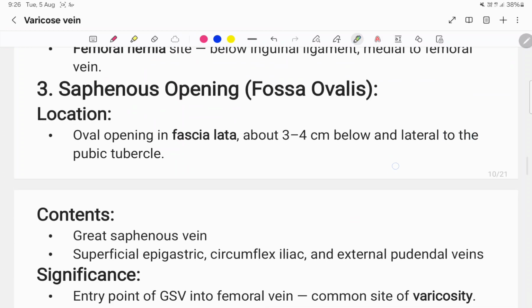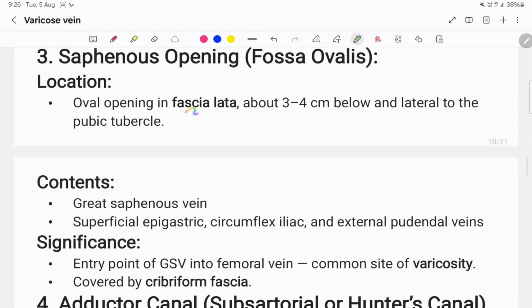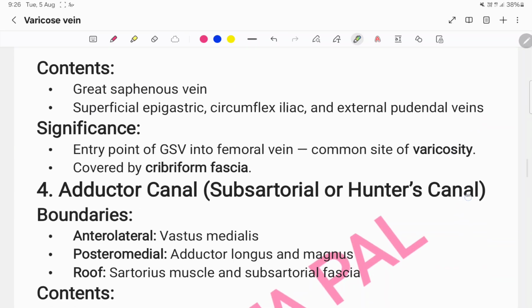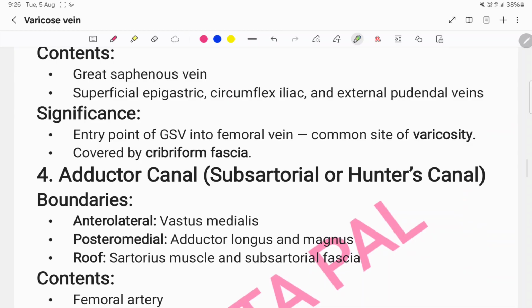Next is the saphenous opening. It is an oval opening in the fascia lata about 3 to 4 cm below and lateral to the pubic tubercle. What are the contents of the saphenous opening? The great saphenous vein. As is evident, we are discussing the course of the great saphenous vein, and it joins the femoral vein after passing through the saphenous opening.